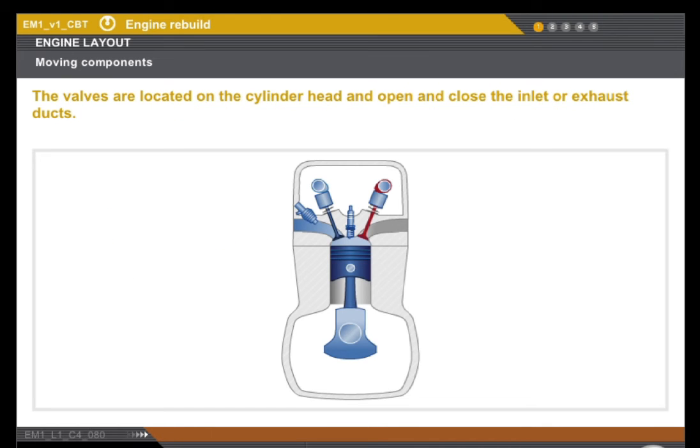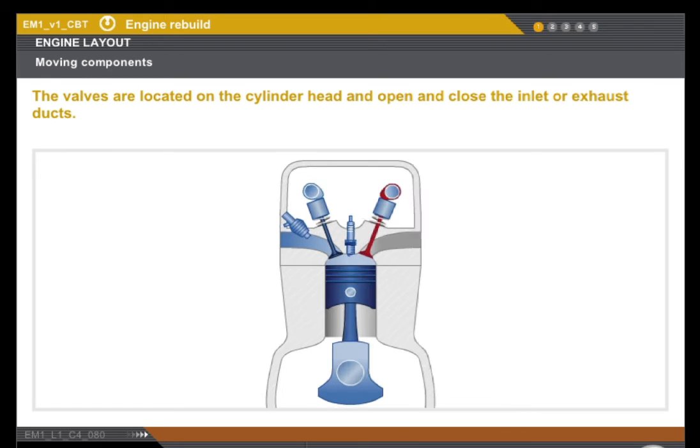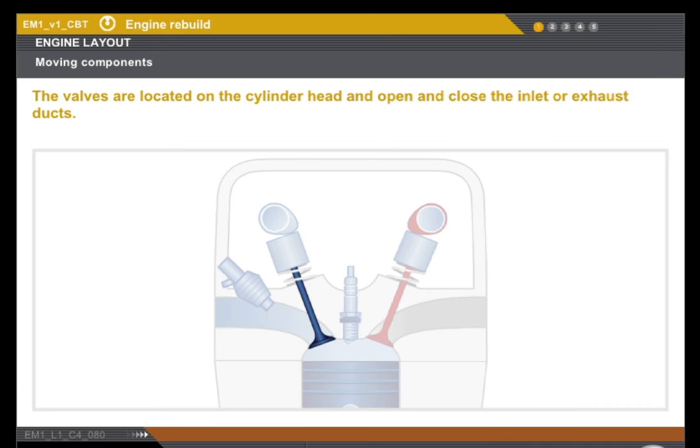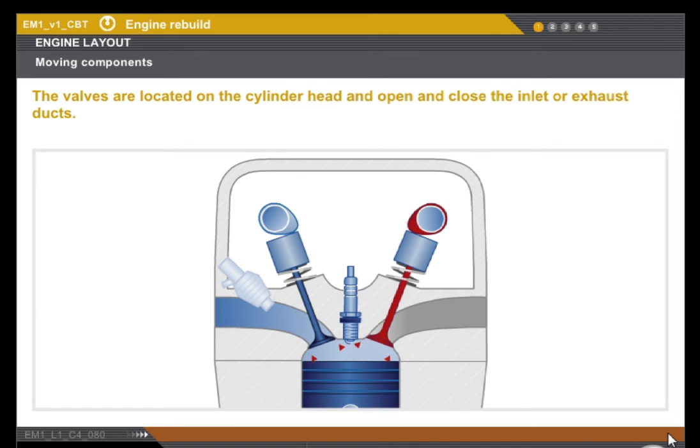The valves are located on the cylinder head and open and close the inlet or exhaust ducts. There are two types of valve: inlet valves, which allow the gases to enter the cylinder, and exhaust valves, which control the evacuation of the burnt gases. The spring keeps the valve on its seat when there is no force from the camshaft. The seal between the valve and its seat must be perfect.